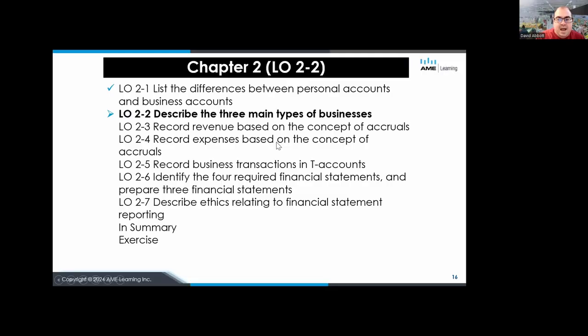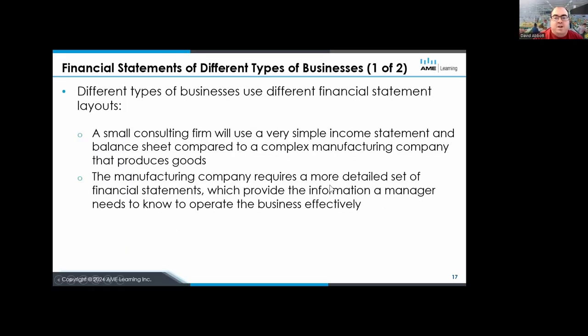Today, we're going to look at our second section of Chapter 2, which deals with three different types of businesses. There are three main types of businesses, and different types of businesses are going to use different financial statement layouts. They all show the same kind of information. It's just that the way the information is laid out might be different.